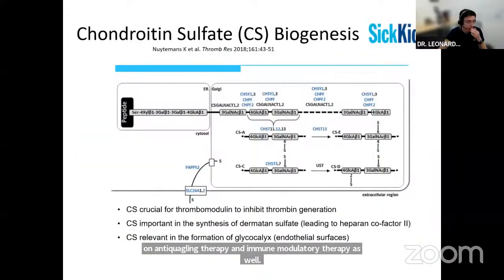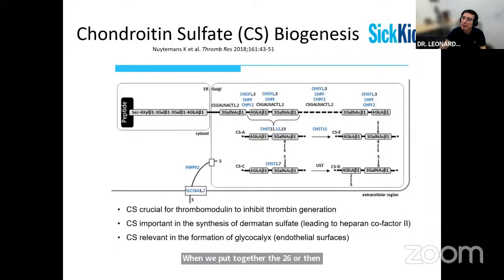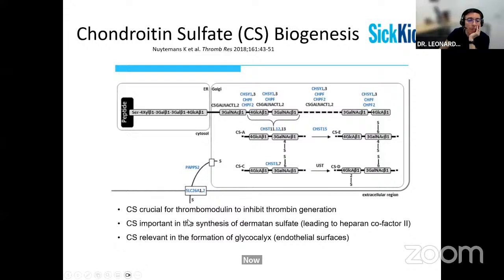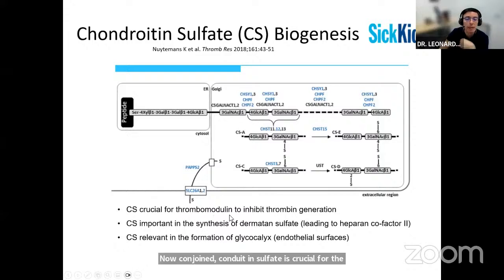When we put together the 26, or then 30-plus, cases of thrombotic storm that the expert group identified, submitting them to genetic analysis, this is a schema of one of the genetic signals we ended up identifying, associated with the metabolism of chondroitin sulfate. Now, chondroitin sulfate is crucial for the action of thrombomodulin, which together with thrombin is the opening for activation of protein C, and that ultimately leads to thrombin generation inhibition.